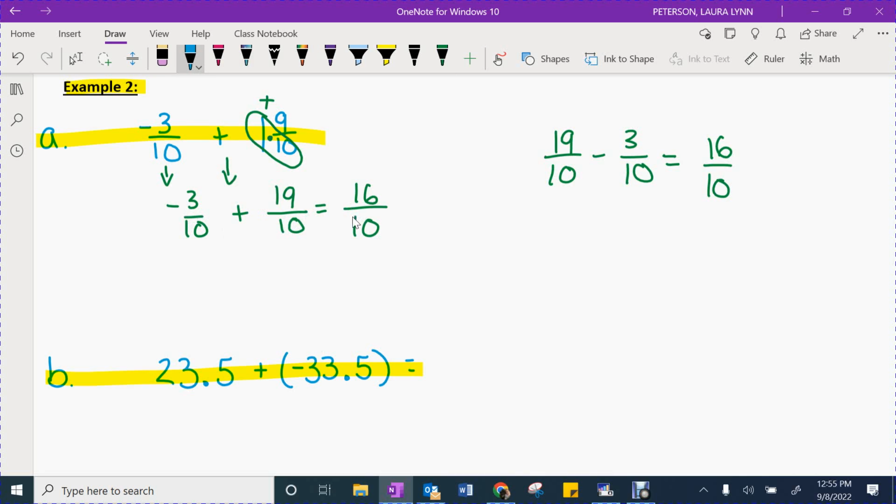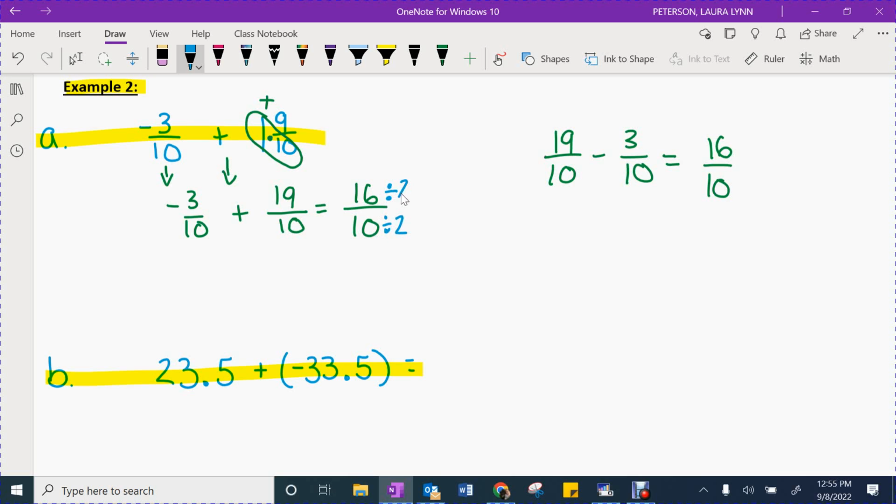It's not okay to leave my answer like this. What do you mean it's not okay, Mrs. Peterson? Well, it's a great question. It's because it's not simplified. You have to simplify your fraction. So 16 over 10, I have to simplify or reduce by finding a number they both have in common. So I'm thinking about all the factors of 16 and all the factors of 10. And I know that they are both even. So I know that they have 2 in common, and that's actually the biggest number they have in common.